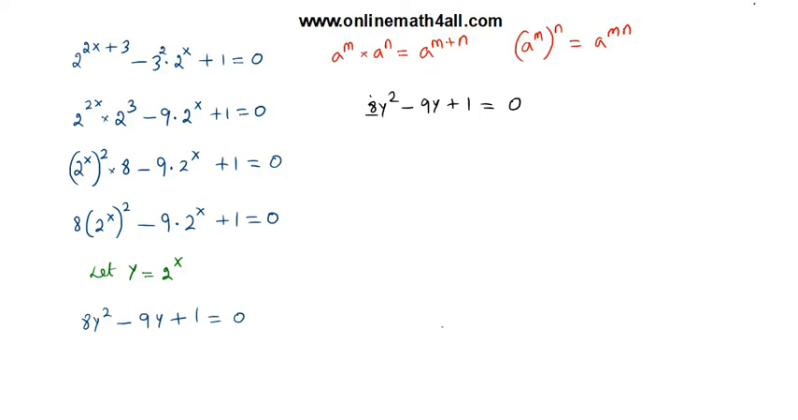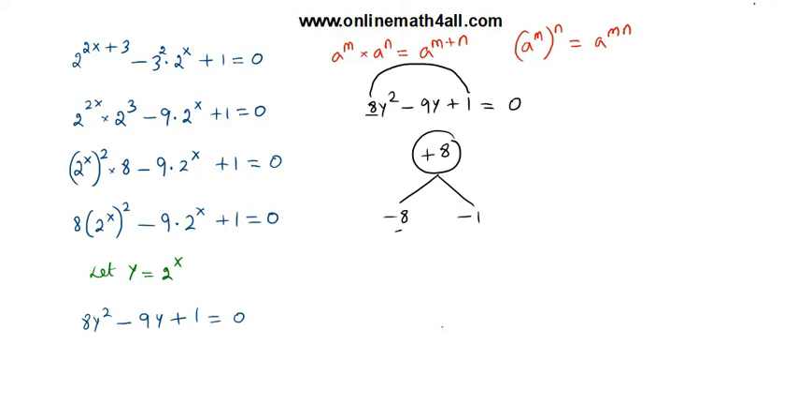Since the coefficient of y² is not 1 but 8, this 8 has to be multiplied by the constant +1, then we get +8. Now we have to get two factors of +8 such that the sum of the two factors is equal to the middle term, −9. Then we get −8 and −1. When you multiply these two factors, that is equal to +8, and when you add them, that is equal to the middle term −9.